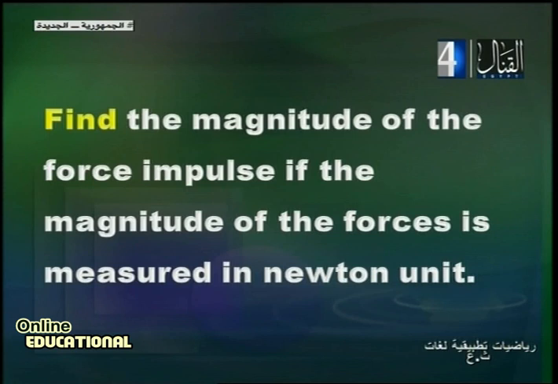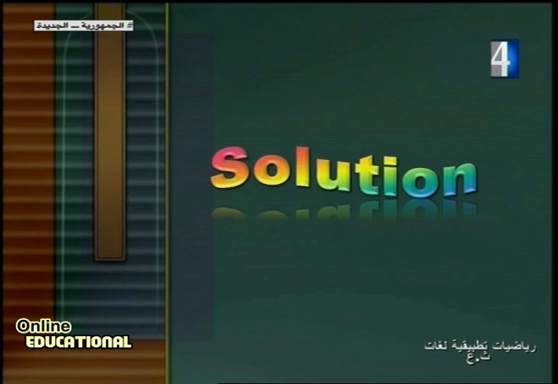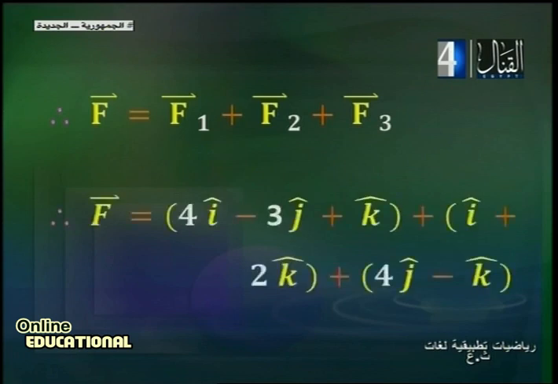We have three forces. The resultant of these forces F equals vector F1 plus vector F2 plus vector F3. Vector F equals 4i minus 3j plus k plus i plus 2k plus 4j minus k. Then the resultant of these forces F equals 5i plus j plus 2k.